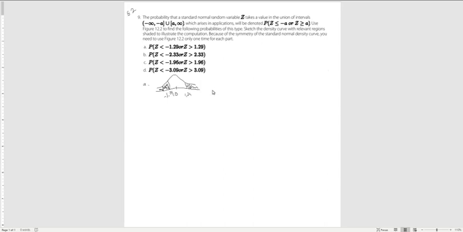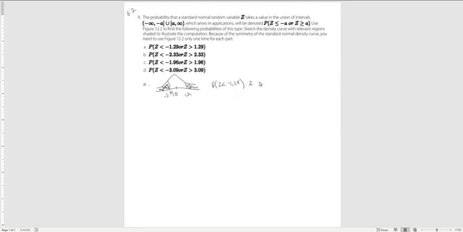Now because of symmetry, these two areas are going to be the same. So essentially what I'm going to be able to look at here is look up the probability that z is less than minus 1.29 and multiply that by 2. Because I look up the one and I add the other in. In this case, since they're symmetrical, I can multiply by 2 to do that.